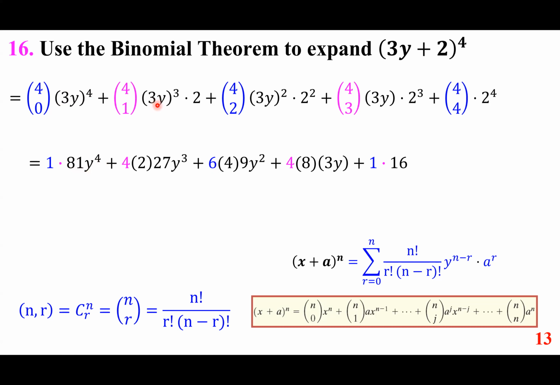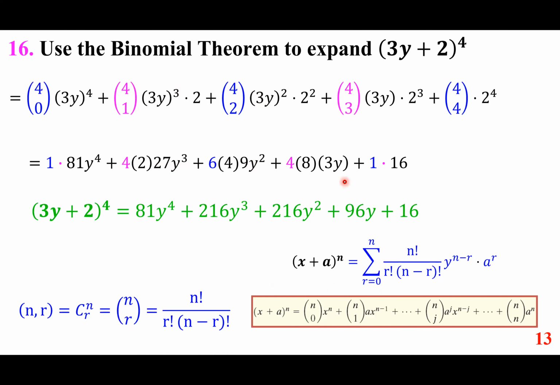3y cubed, 27y cubed. 3y squared, 9y squared. So on and so forth. And now you simplify, you end up with the following answer. 3y plus 2 to the power of 4 becomes 81y to the power of 4 plus 216y cubed plus 216y squared plus 96y plus 16. That's the final answer.